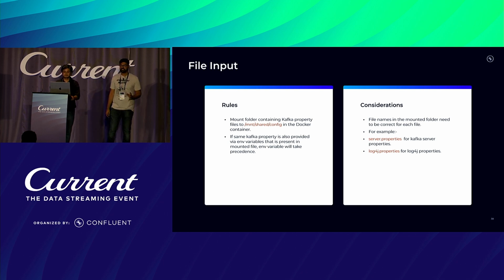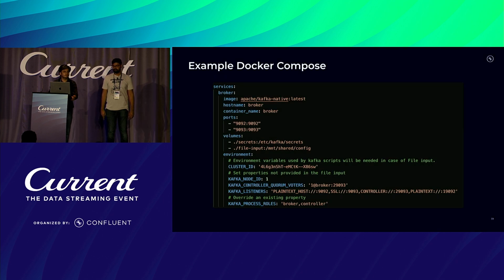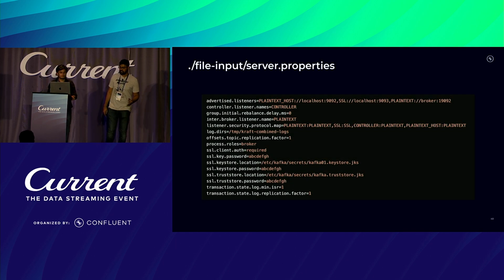There are a couple of considerations in this approach. The file names that we use for the properties need to be exact: server.properties for Kafka properties and log4j.properties for log4j properties. Let's take a quick look at this example. Here we can see that the file input folder has been mounted to /mnt/shared/config. This folder contains one file, server.properties, which is a standard Kafka properties file.